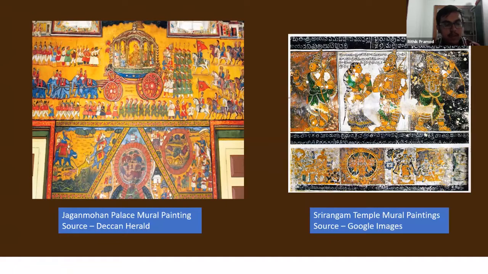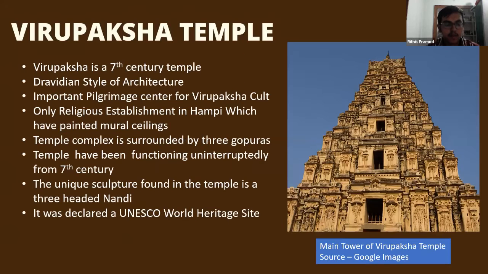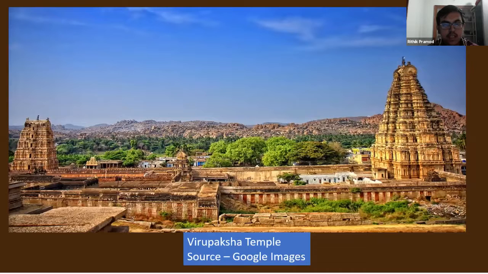Now coming to the temple of focus, the Virupaksha temple. As you know, Virupaksha temple is a 7th century temple dedicated to Lord Shiva, located on the south bank of river Tungabhadra. The temple belongs to the Dravidian style of architecture, and initially it was a small shrine dedicated to Pampa, the local goddess of the region. In later times it was associated with goddess Parvati, the wife of Lord Shiva. As you can see, this is how the temple looks today from a small shrine.